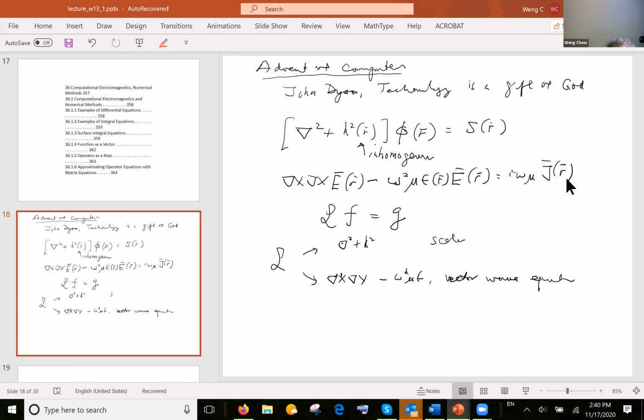And this is a scalar wave equation. And then G can be the term, the driving terms on the right-hand side. G can be the source term for the scalar wave equation, or in the vector wave equation is just this term. But what is important is that this is a linear operator. Okay, this is linear.